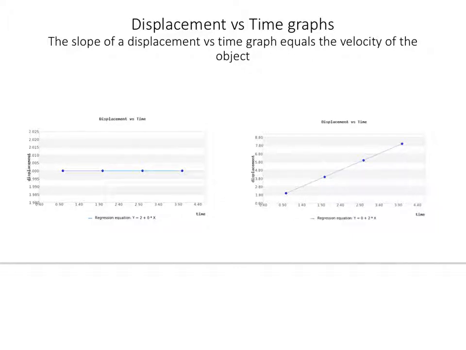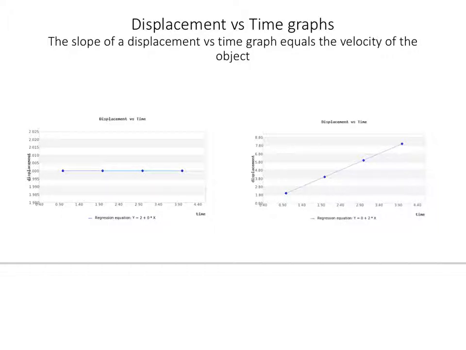All right, now we're going to take a look at some motion graphs. And the first one is a displacement versus time graph. Now, the slope of a displacement versus time graph equals the velocity of the object. Take a look at this graph right here. We've got displacement on the y-axis, we've got time on the x-axis, and notice that the position of the object is the same as time passes. So what does that mean? Well, it means that the object is at rest. Its position is not changing as time passes. So it's at rest, its velocity is 0. What's the slope of this line? I think you can see just by inspection that the slope of that line is 0.